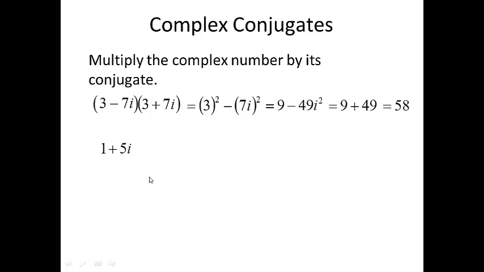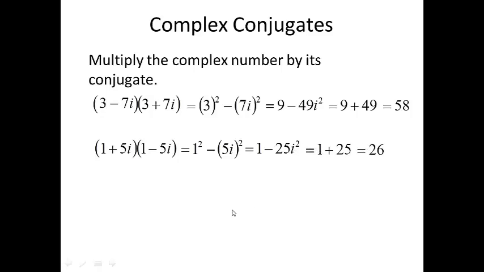What about 1 plus 5i? How would you multiply that by the conjugate? Well, that would be 1 minus 5i. So then this will be 1 squared plus 5 squared. This will be 1 minus 25i squared, which is 1 plus 25, or just 26. You notice that when we multiply a complex number by its conjugate, we get a real number. There's no more imaginaries. And that is a little trick that we're going to use later on when we want to get rid of the imaginary: we multiply by its conjugate.